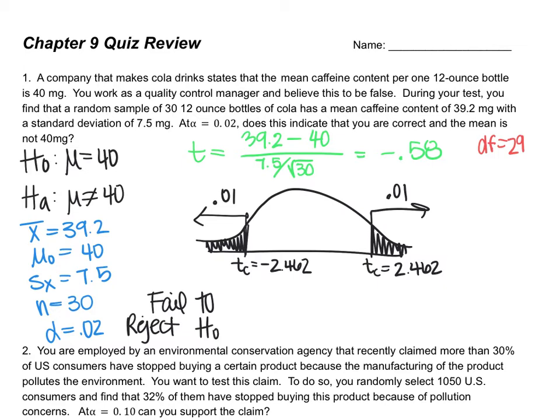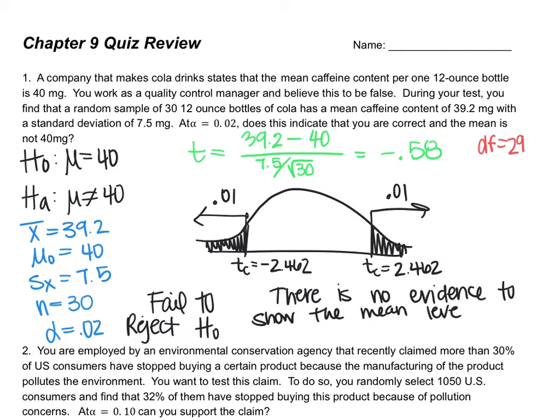So what this means is there is no evidence to show the mean level of caffeine is not 40 milligrams. So remember, it is important to remember your units when you're writing your conclusion for a significance test involving a mean.